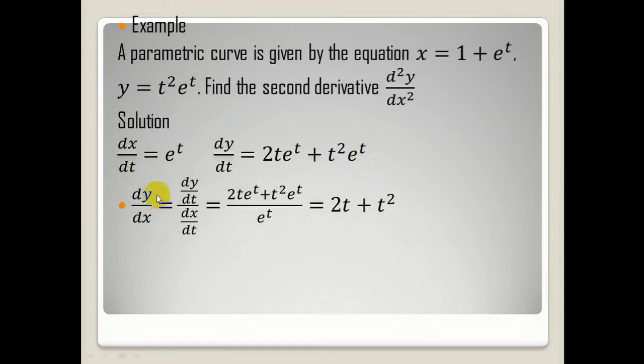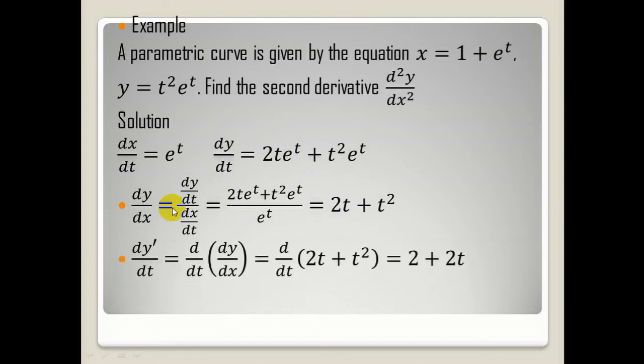So the first derivative is dy over dx equal dy over dt over dx over dt. Okay, you just need to substitute here to be here and then e to the power t to be here. Because the numerator and denominator have the same factor, you can cancel each other, so the result will be 2t plus t squared. Okay, everyone, do you understand until the first derivative? Now we continue to the second derivative.